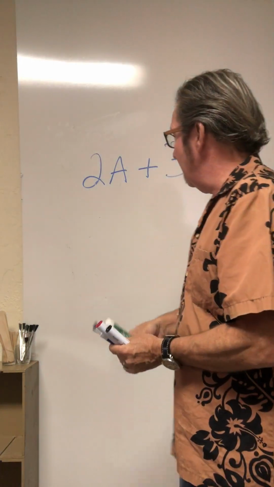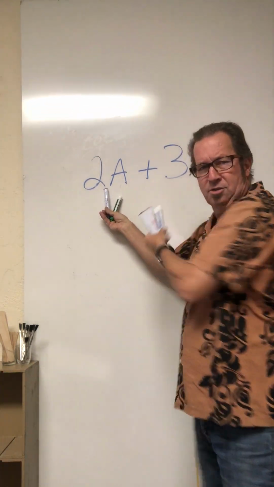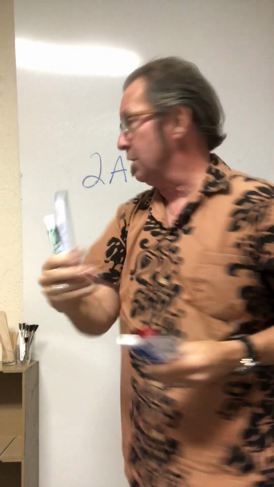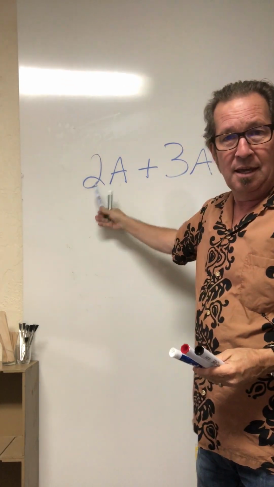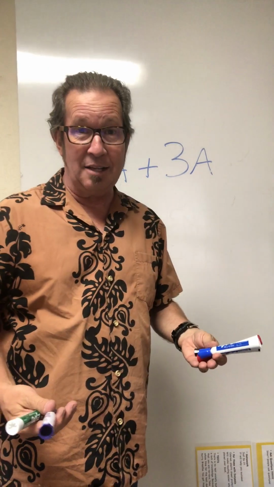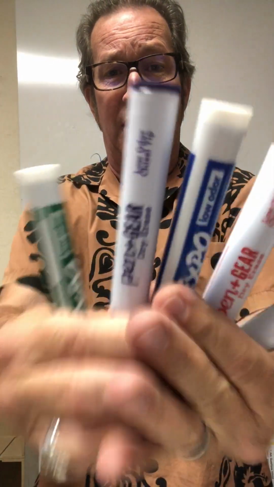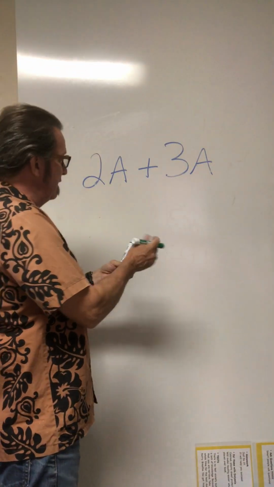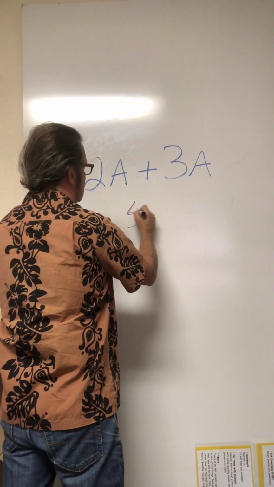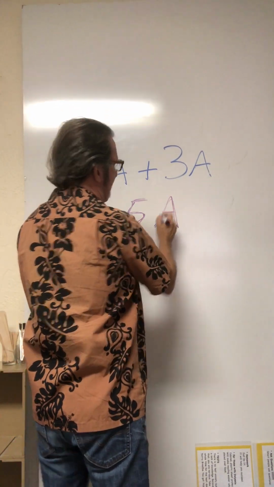So, if I have 2 markers and someone gives me 3 markers, like that better? Like that? So if I have 2 markers, we can think of that as 2A. And I have 3 more markers, well, I have 3 there. How many markers do I have all together? 1, 2, 3, 4, 5, right? You can count that. And so we know that this equals 5 markers. Oh, I mean 5A, right?